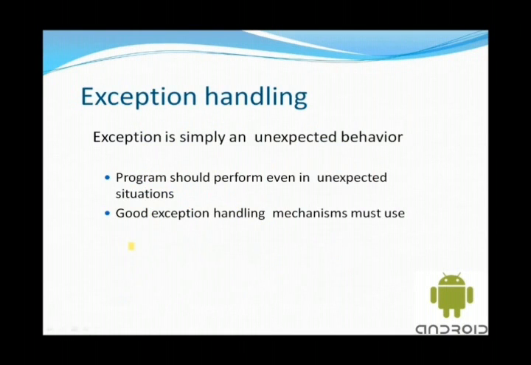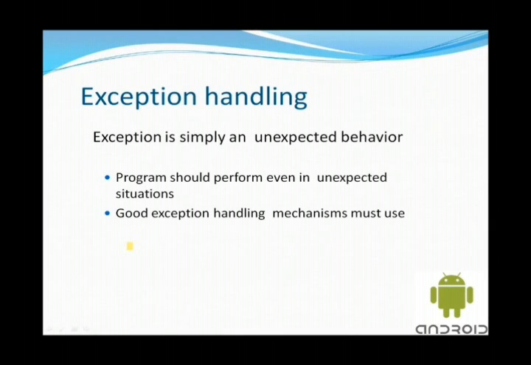And the last part is exception handling. An exception is simply unexpected behavior. The program should perform even in an unexpected situation. Exception handling deals with unaccepted behavior in the code segment. In order to achieve that, a good exception mechanism must be used.